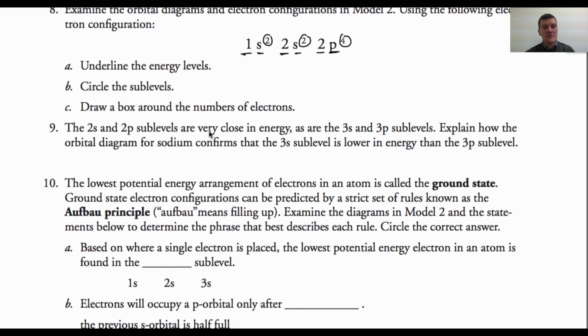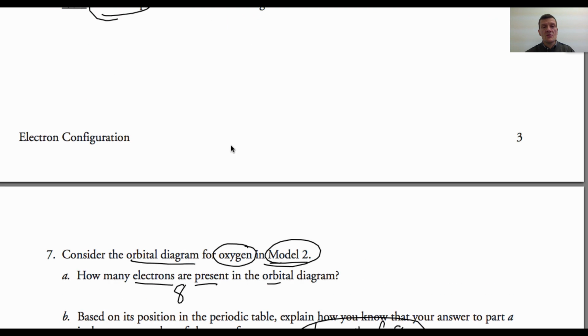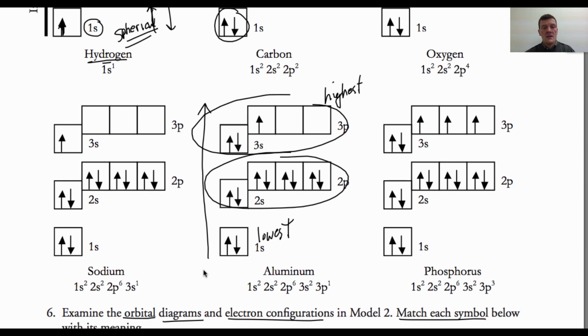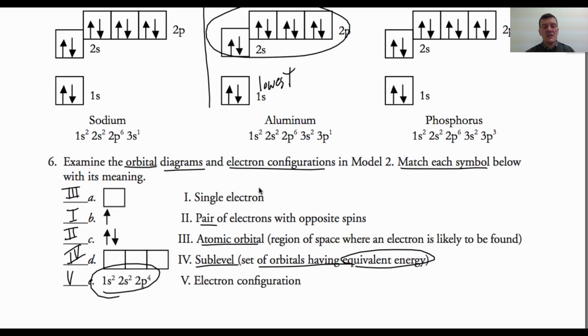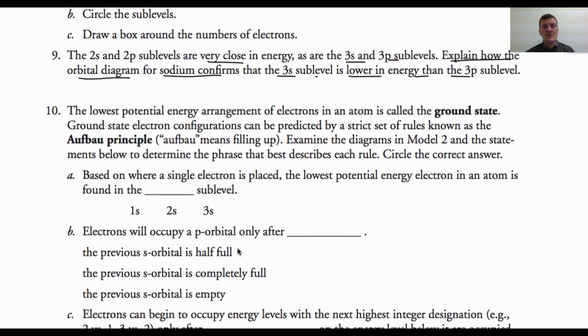2s and 2p sublevels are very close in energy, as are the 3s and 3p. Explain how the orbital diagram for sodium confirms that the 3s sublevel is lower in energy than the 3p. So for sodium, here's sodium, the 3s is lower. It's just drawn below, slightly lower than the 3p level. That's how they're depicting that the energy is lower, just positioning it a little bit lower than the 3p. Okay? So it is positioned lower.